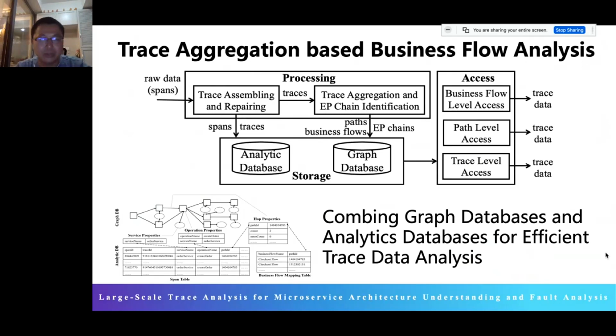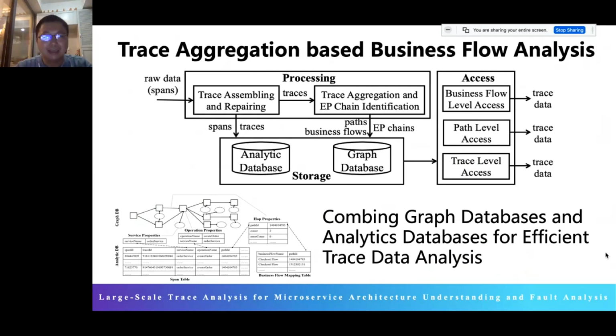This is the overall structure of our approach. The initial input is the raw data, that is the spans. As I mentioned just now, the span logs are collected from different service instances. In the processing phase, we assemble the spans into traces and also repair some traces. Then we do the two levels of aggregation I mentioned just now, and also identify error propagation chains. An error propagation chain means a path where each service in the path has perhaps some errors reported recently, something like this.